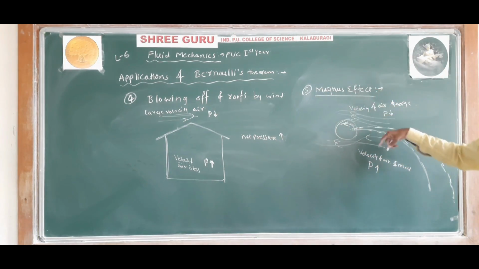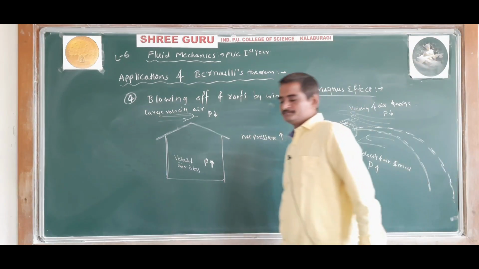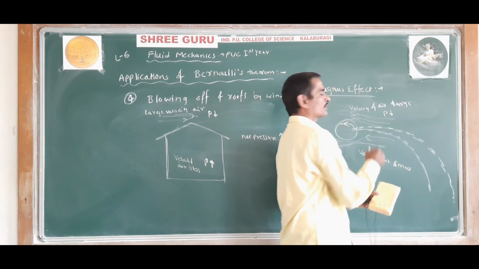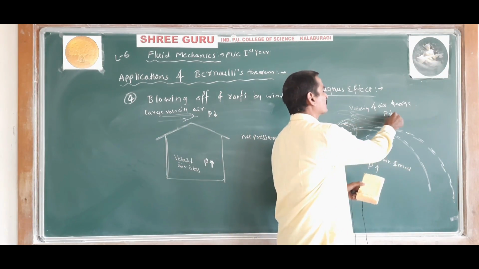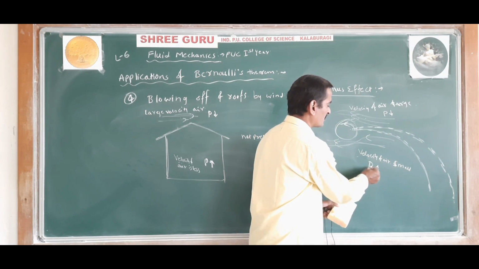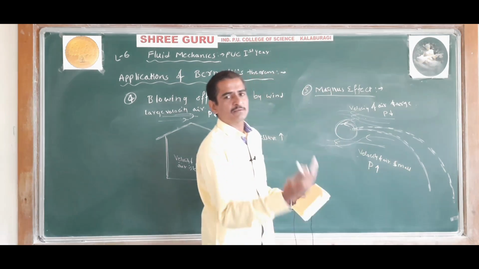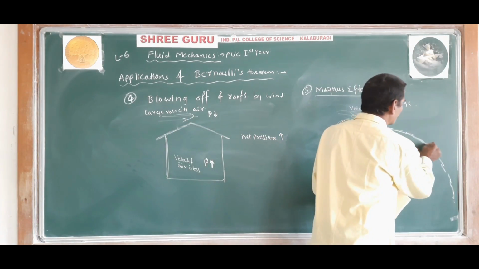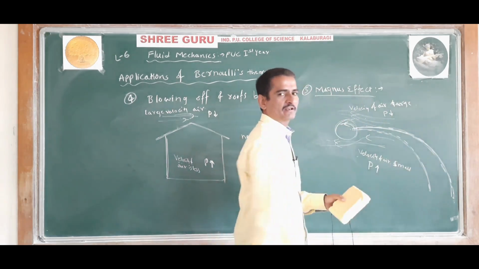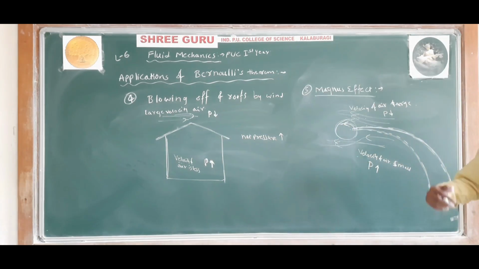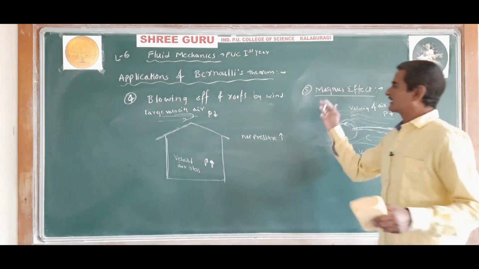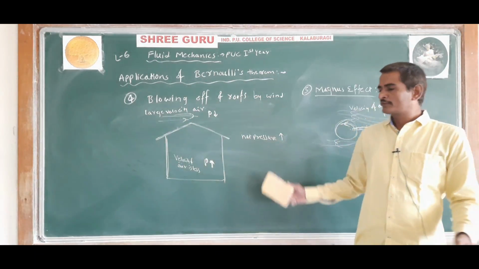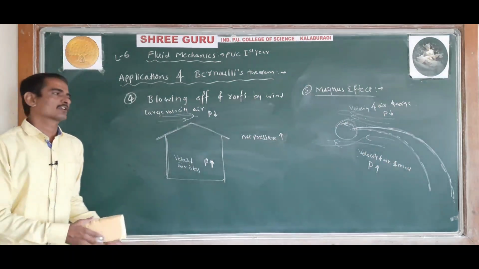This effect is called the Magnus Effect, and it is also an application of Bernoulli's theorem. It's simple. Here the velocity of the air is larger, so pressure is less. Here the velocity of air is smaller, so pressure is more. As a result, a net force acts in the upward direction, hence the ball will take another path, or change its path of motion. This effect is called the Magnus Effect. Understood? So these are some applications of Bernoulli's theorem.